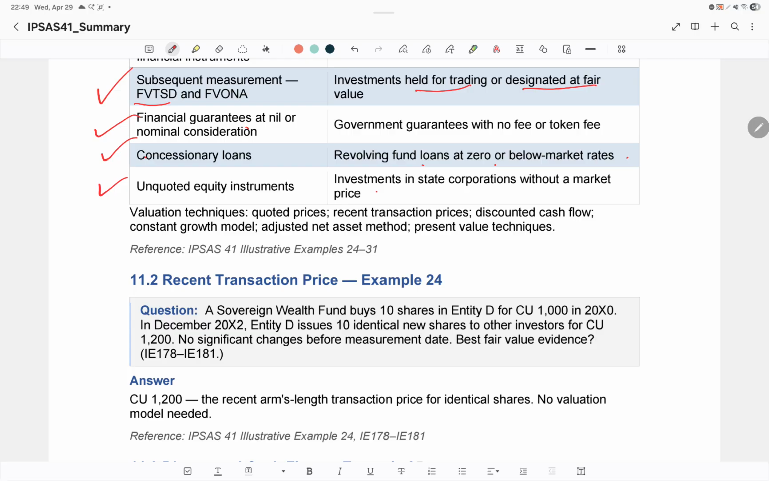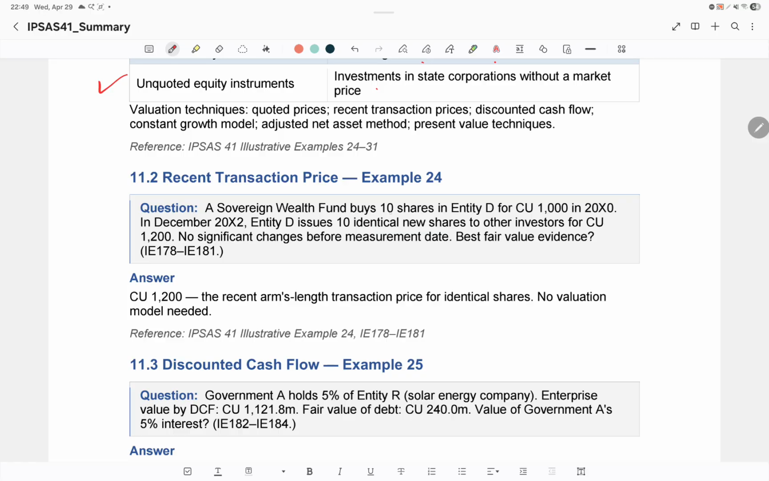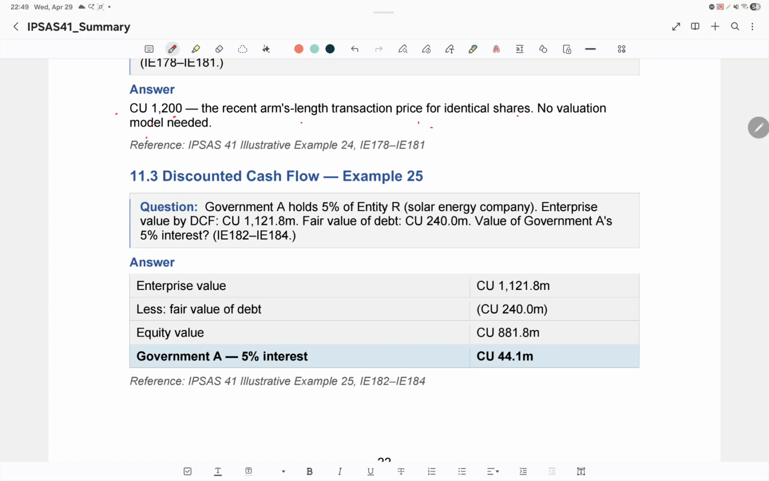For example, a sovereign wealth fund buys 10 shares in entity D for currency unit 1000 in 20x0. Entity D issues 10 identical new shares to another investor for 1200 in 20x2. No significant change before the measurement date. Best value evidence: currency unit 1000 is the recent arm's length transaction price for identical shares. No fair value model needed.